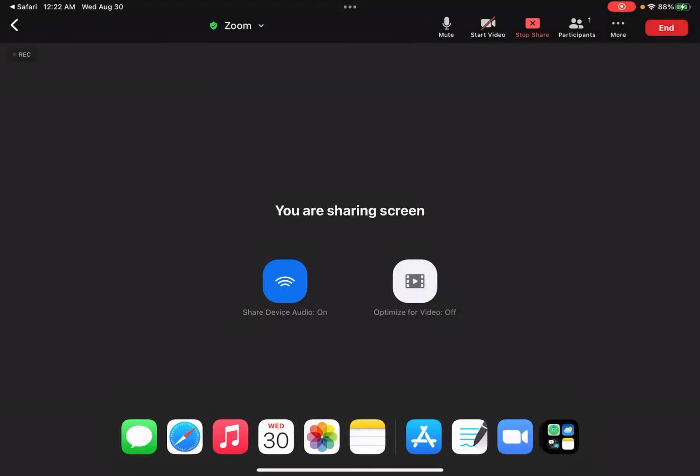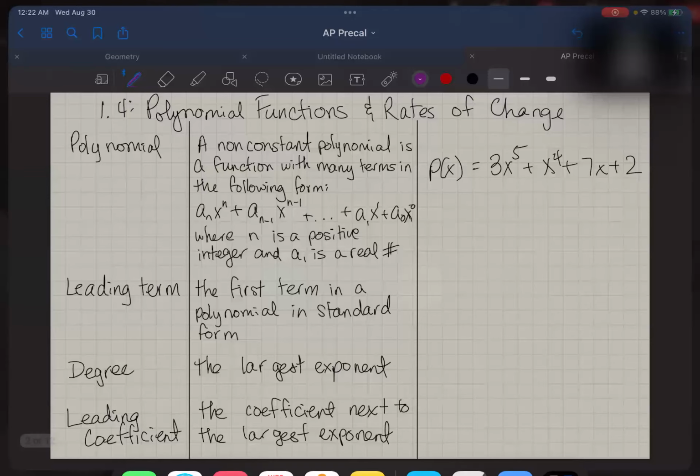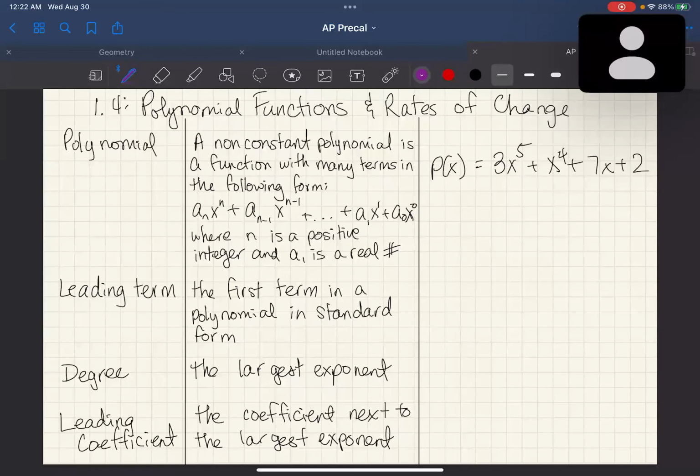All right. Hey everyone. So today we are doing 1.4 polynomial functions and rates of change. So polynomials, we should know the word poly means multiple. So a non-constant polynomial is a function with many terms in the following form: a_n x^n plus a_(n-1) x^(n-1), and so on and so forth, all the way until we get to a_0 x^0, where n is a positive integer and each a_i is a real number.